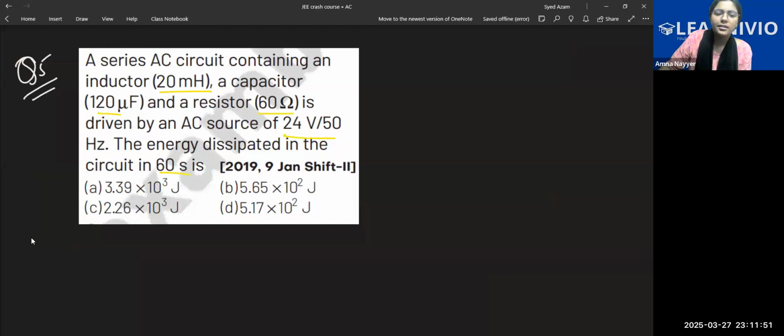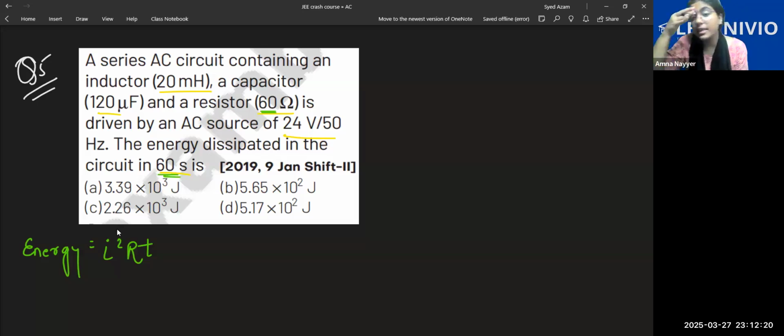Class, the formula of energy will be the same as that of heat. This is energy, meaning heat energy. If you remember, we've already done it in current electricity. It is I square R T. Remember, we did this in current electricity. Yes or no? Yes, ma'am. So resistance is given as 60, time is given, current is missing.